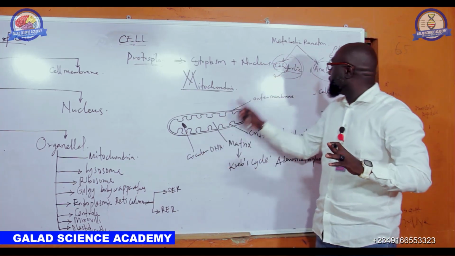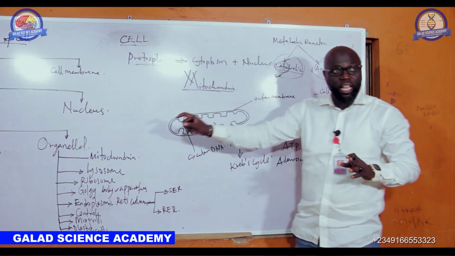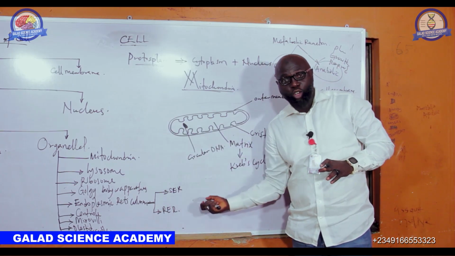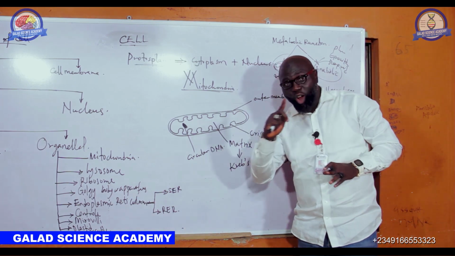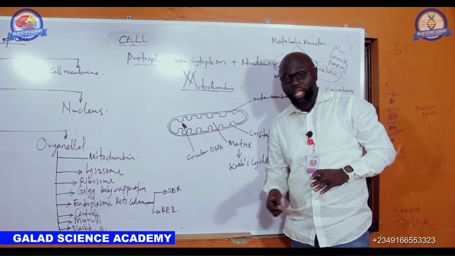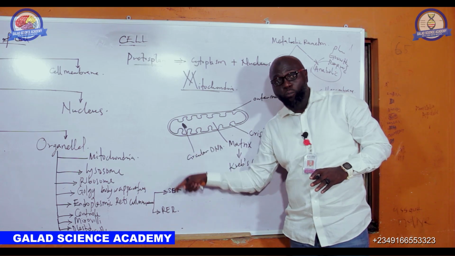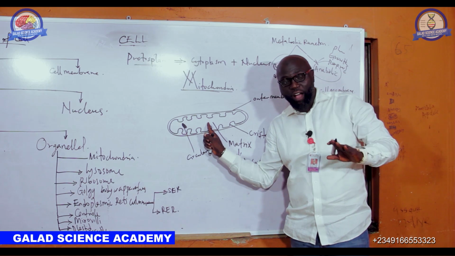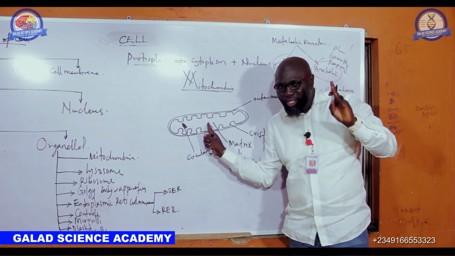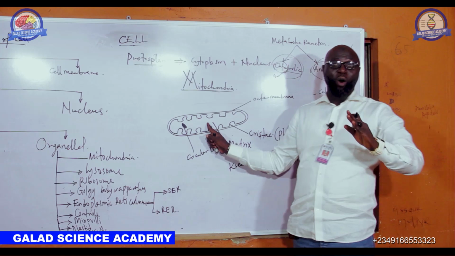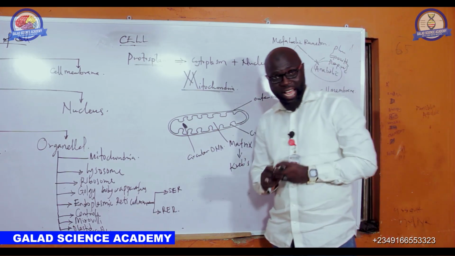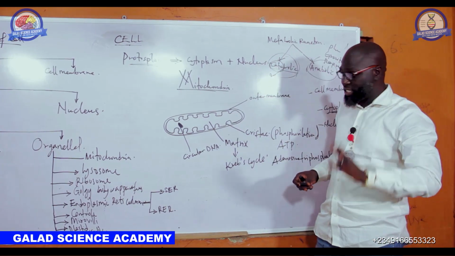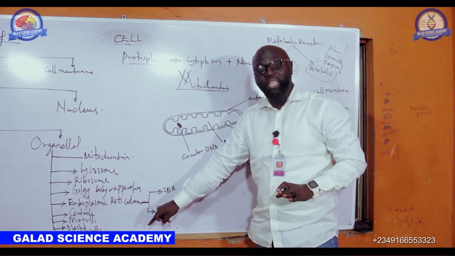There are three organelles in the cell that have their own DNA. The first one is the nucleus. The chloroplast in the plant cell also has its own DNA, and the third organelle is the mitochondria. So heredity occurs in three organelles in the cell: mitochondria, chloroplast, and nucleus.